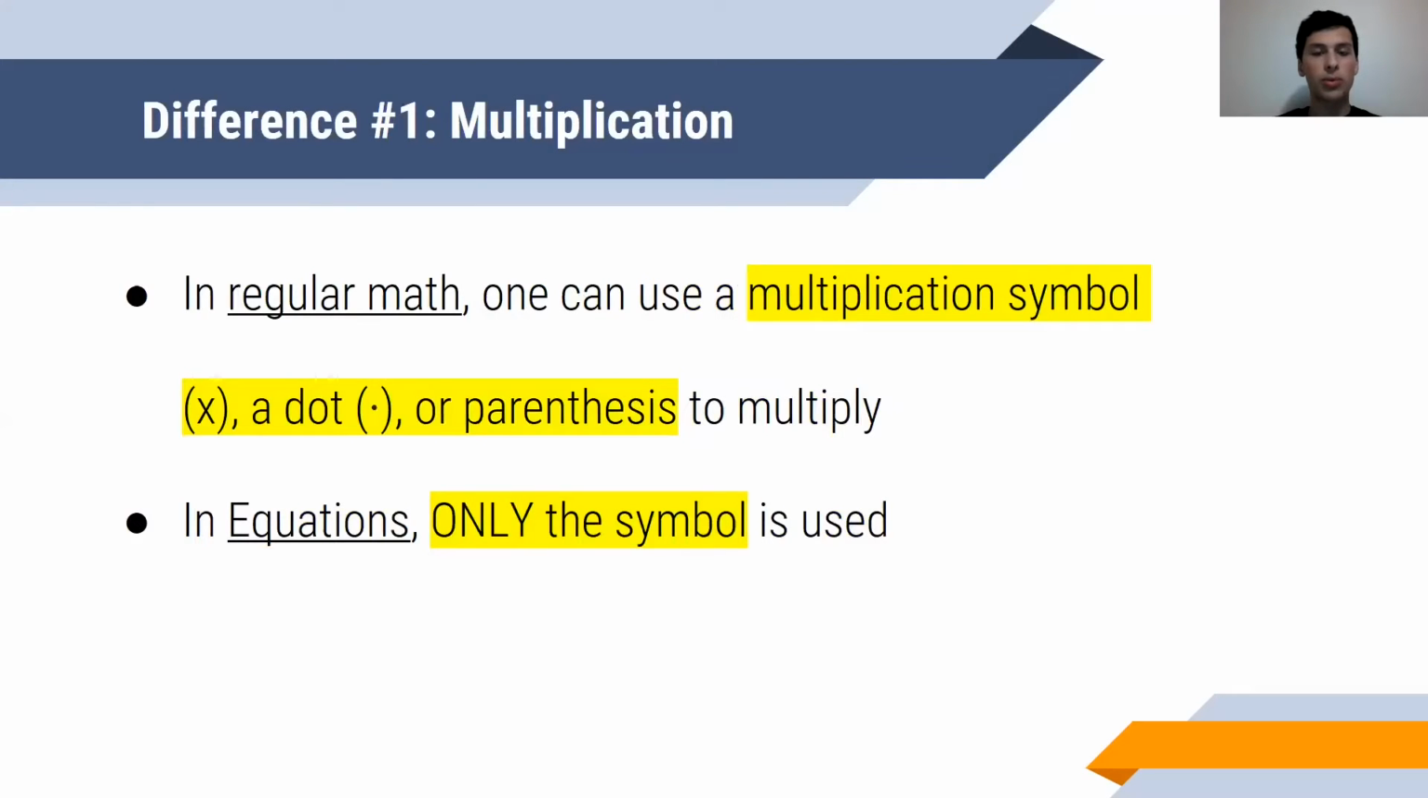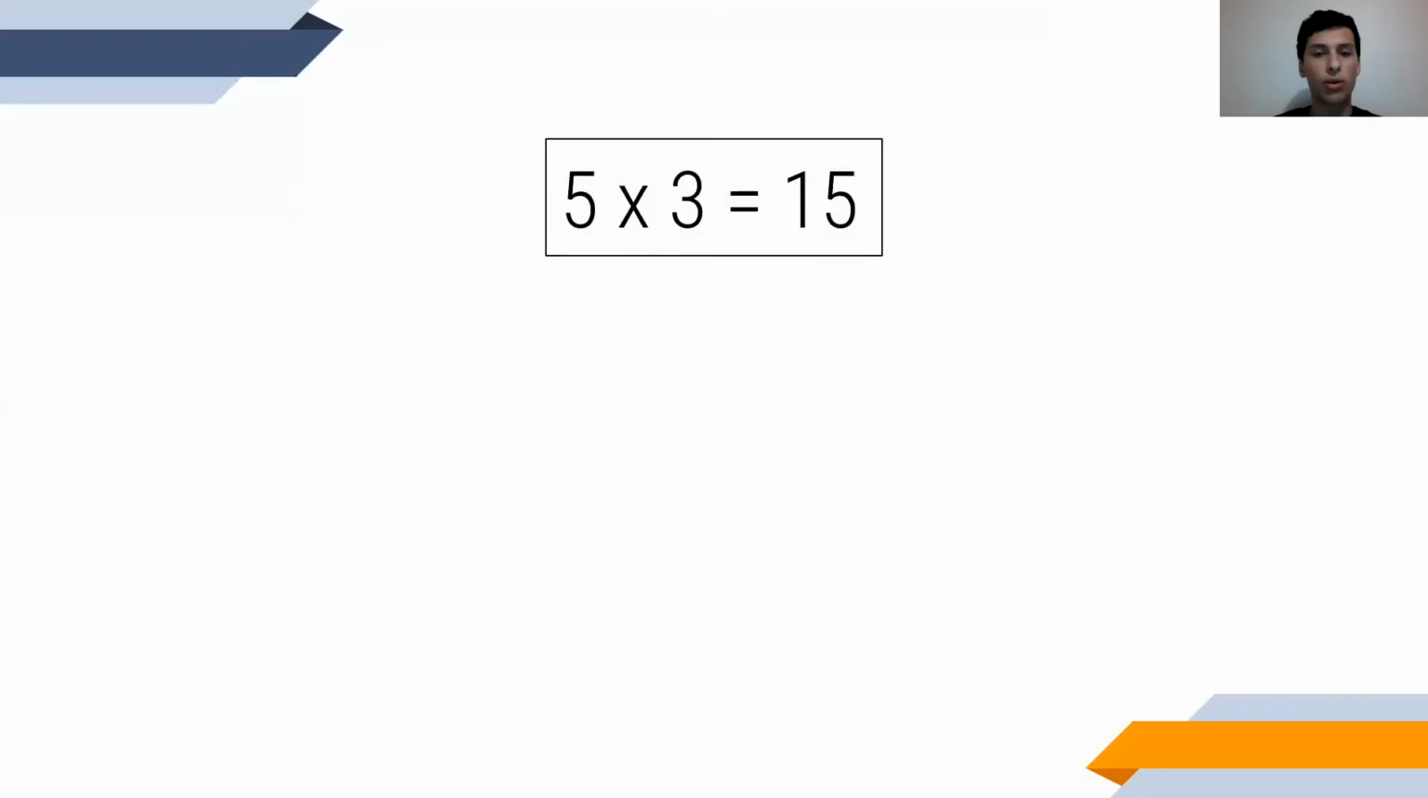So the first difference between regular math and equations is multiplication. In regular math, you can use a multiplication symbol, a dot, or parentheses to multiply. And in equations, you can only use the symbol to multiply. So here's an example of what would work in equations. 5 times 3 equals 15. Multiplication symbol is being used.